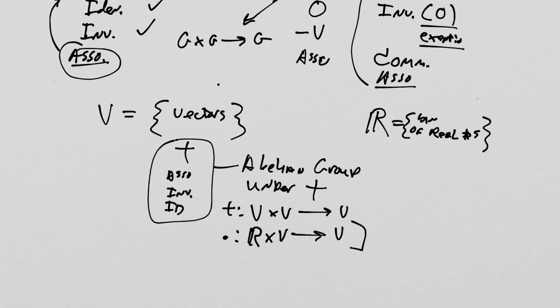So now we want to talk about algebraic structures that have access to two sets and associated binary operations. That is the subject of this lecture. The first new algebraic structure we're going to talk about is called the R module.